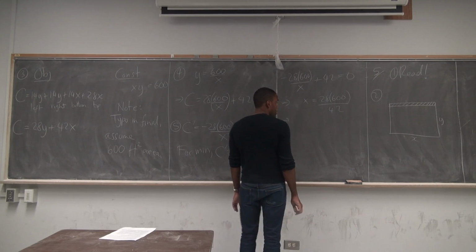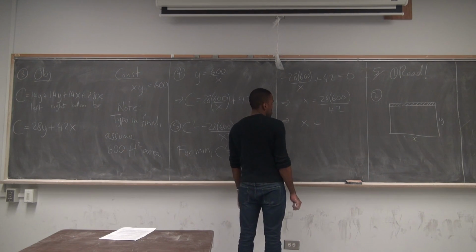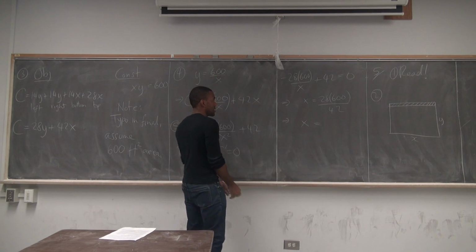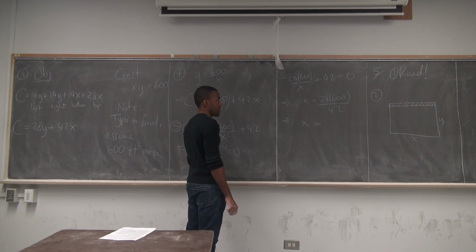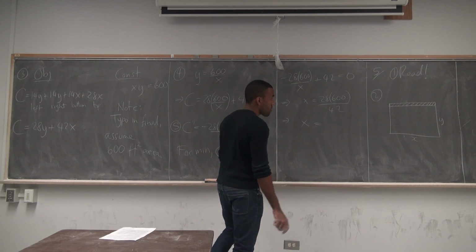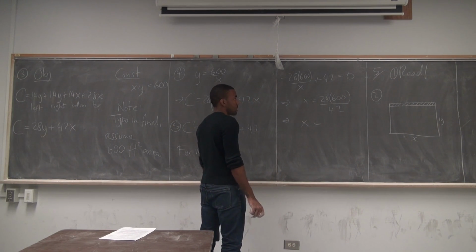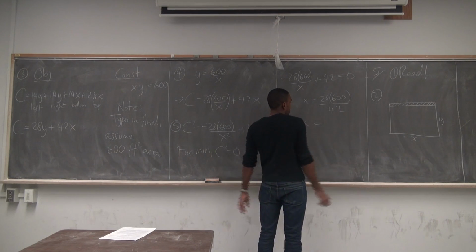Said 400. How do you know that? Calculator? We're not allowed to use calculators. You guys better remember your arithmetic. Come again? Simplify 28 to 42. Oh, you divide by 2 first? Sure. You could even go higher. You could divide by 3.